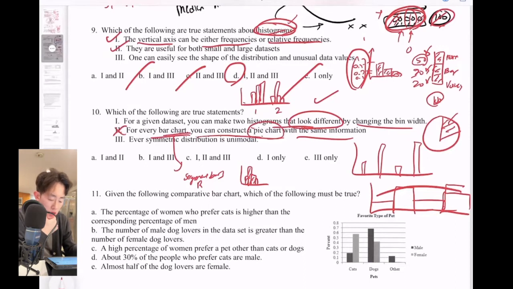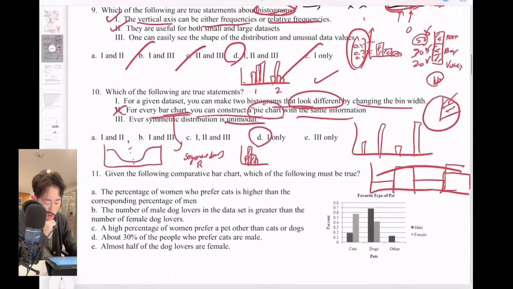Every symmetric distribution is unimodal. Nope. The symmetry has nothing to do with the modal shape. It could be bimodal for all I care. They could be symmetrical, right? As long as on the left and the right, I can just kind of fold it in half. A bimodal shape could be split in half too. So the only answer here should be 1. I believe that should be 10 is D for that reason.